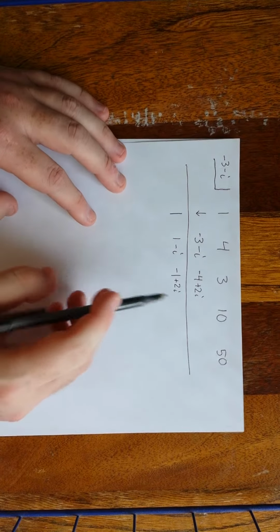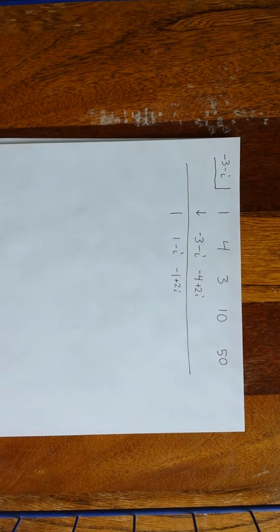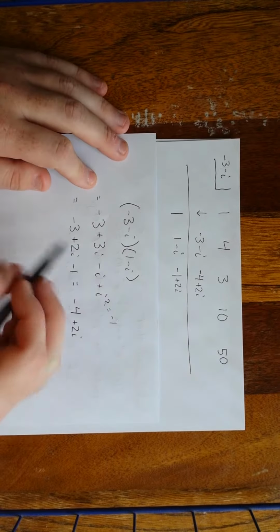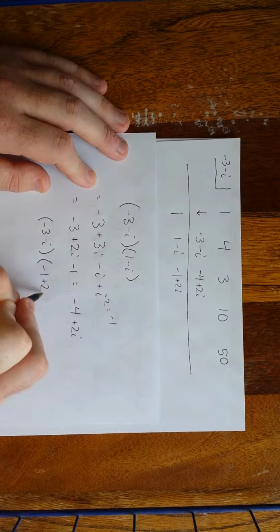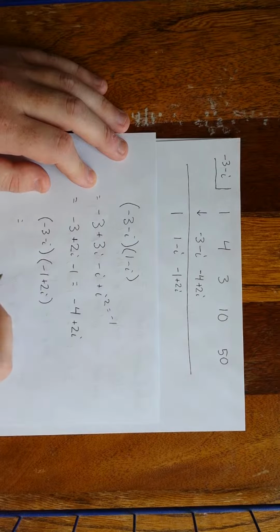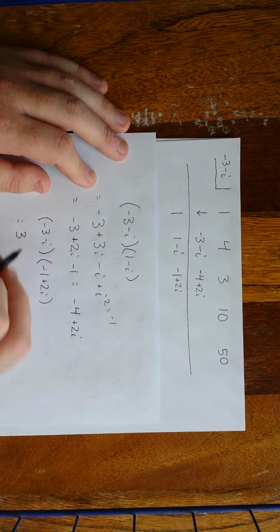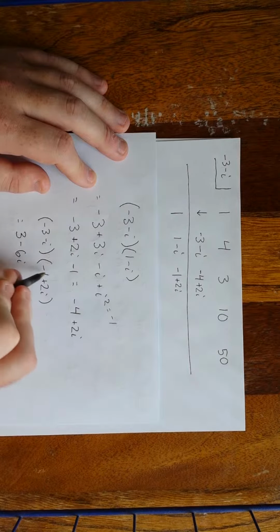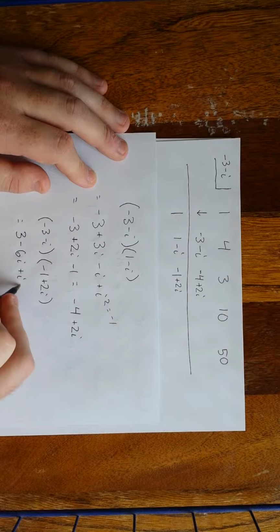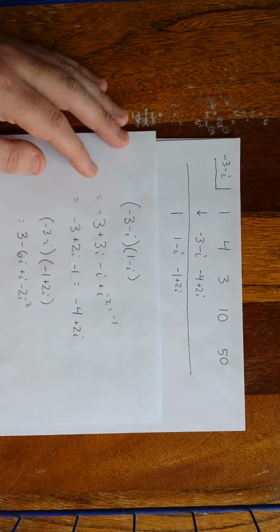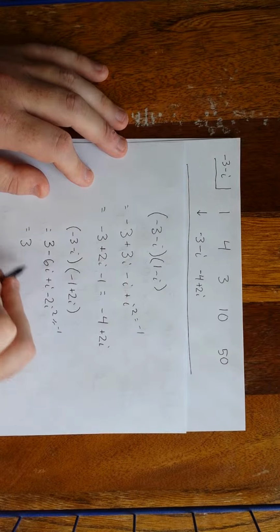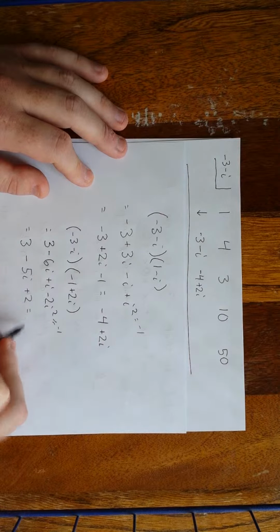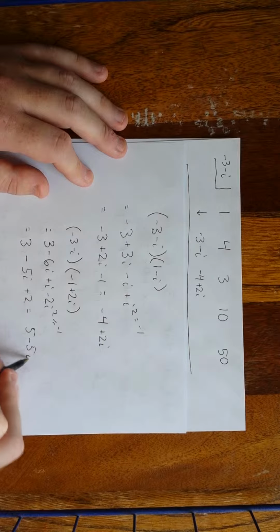Alright, next up, negative 3 minus i times negative 1 plus 2i. Negative 3 minus i, negative 1 plus 2i. Let's see. Negative 3 times negative 1 is 3, minus 6i, plus i, minus 2i squared. Alright, that's going to require a little bit more work, so i squared is negative 1, so this will be 3 minus 5i plus 2. So it'll be 5 minus 5i.